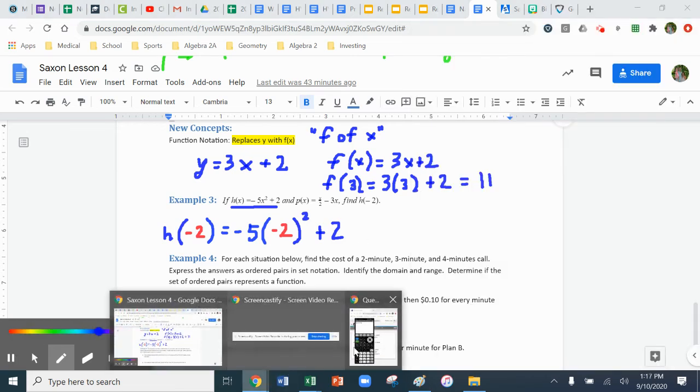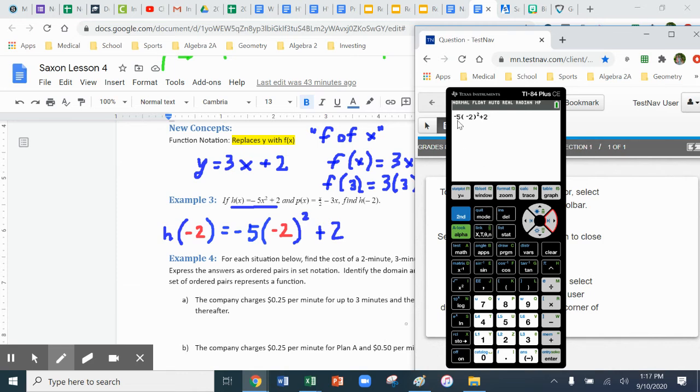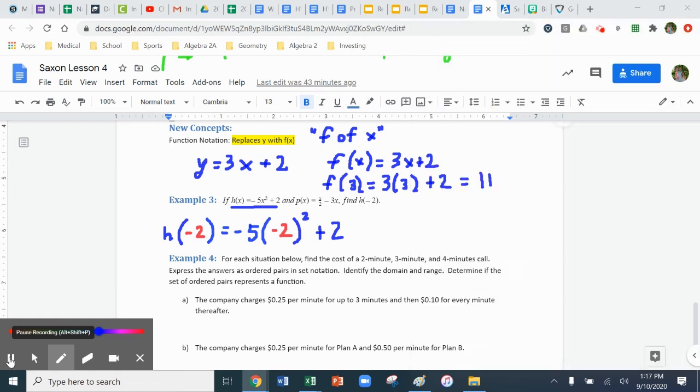Your calculator will do the order of operations for you. So here it is. We got negative 5 times negative 2 squared plus 2. We should get negative 18. And there it is. So you can always input the expression into your calculator. Your calculator will solve the order of operations as well.